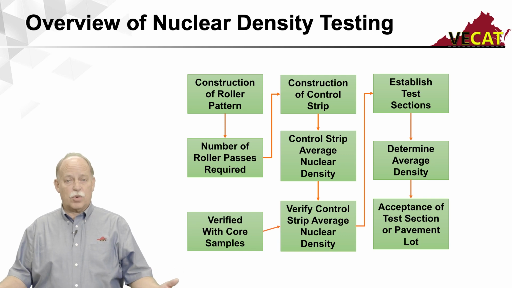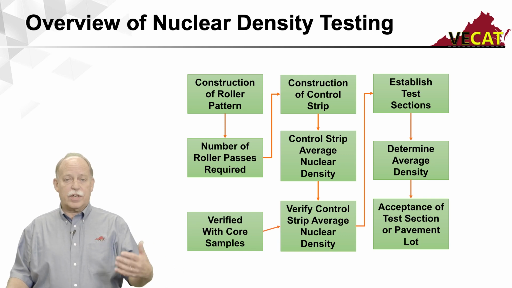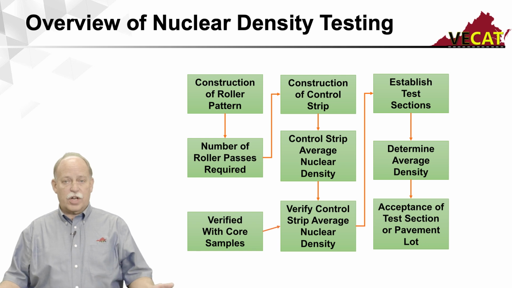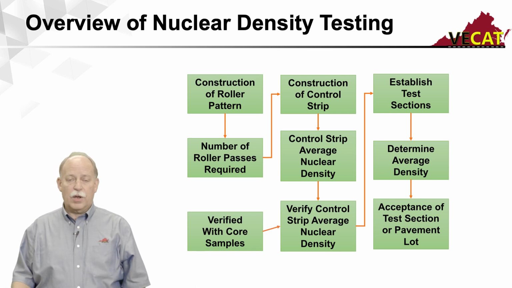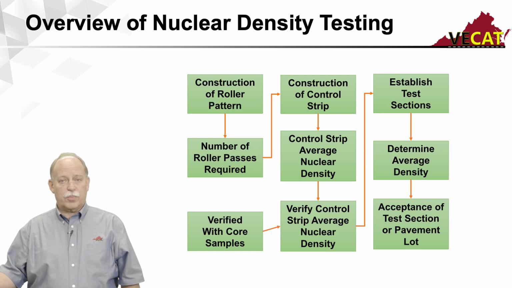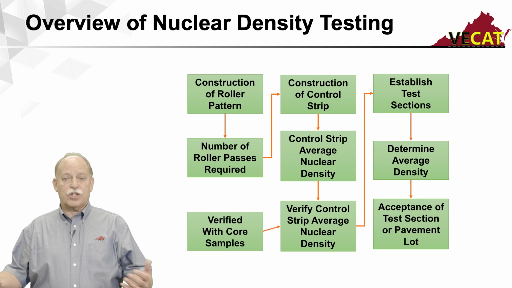That's why you have to do a roller pattern on each and every site when it changes, because things change. So if you change equipment, you have to do another one. If you change the site to where the base structure changes, you have to do another roller pattern. Once those number of passes are determined, you'll go over and determine a control strip. That is actually setting your target.